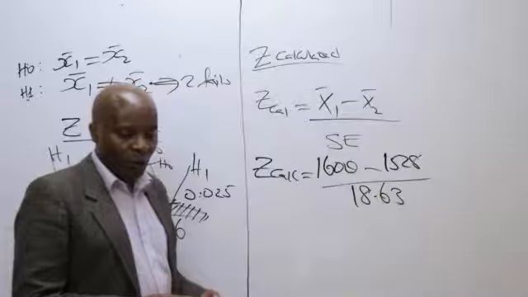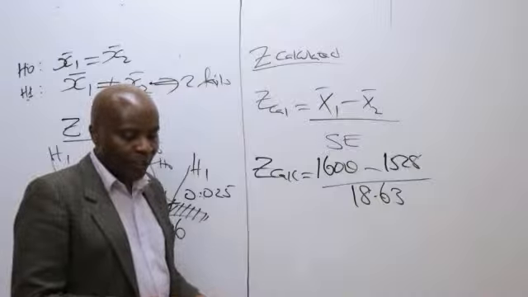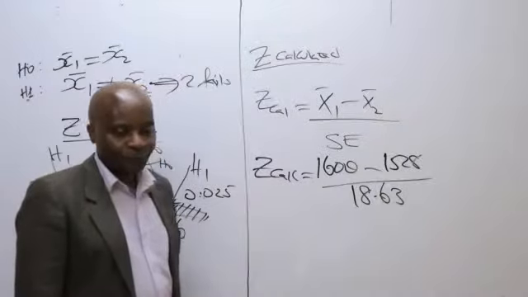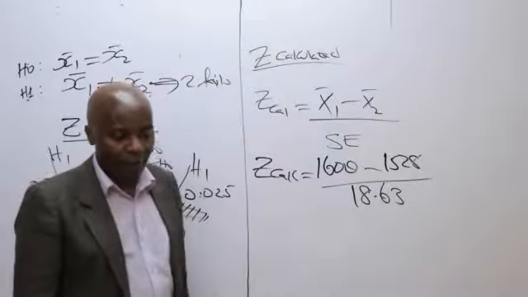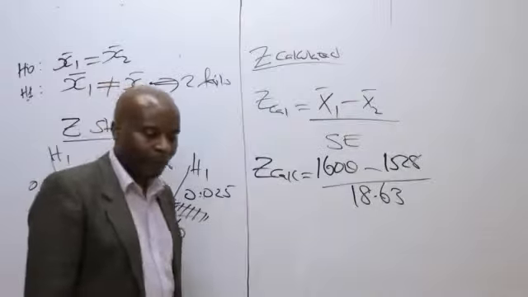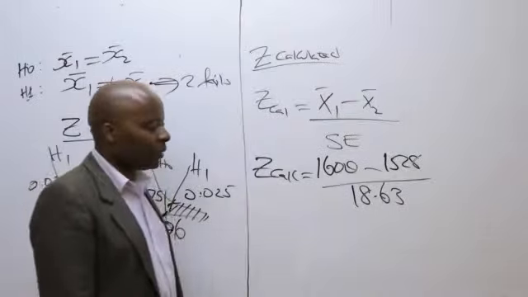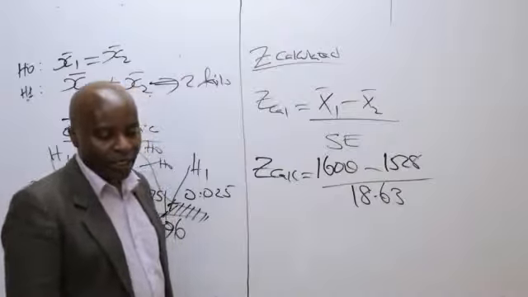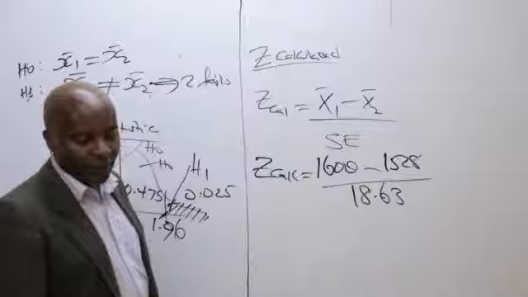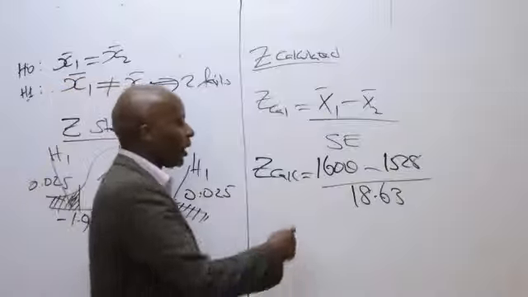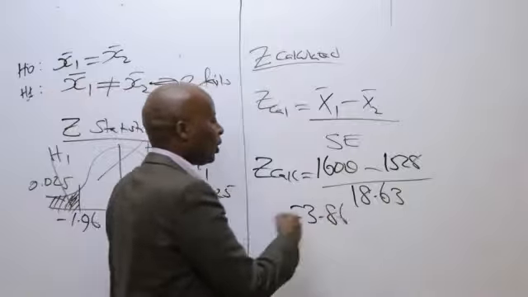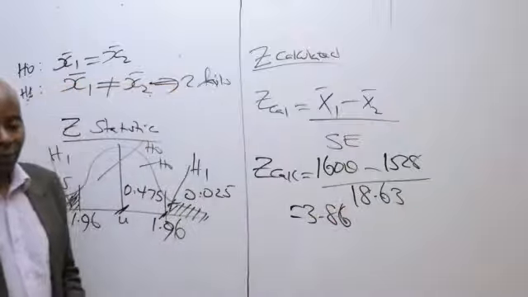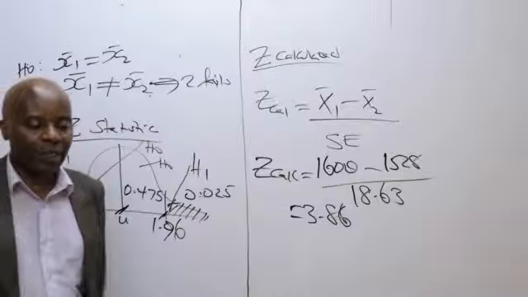HP, you have to check your answer. 18.1 is quite off. I know it's near, but it is quite off. So I want someone to give me the final answer of Z calculated. Lokai, Denzel, Denise, they're giving me 3.86. So having gotten 3.86, what do you think could be the next thing to be done?